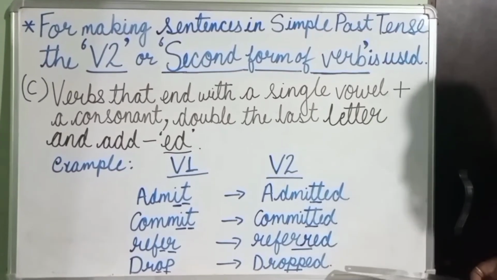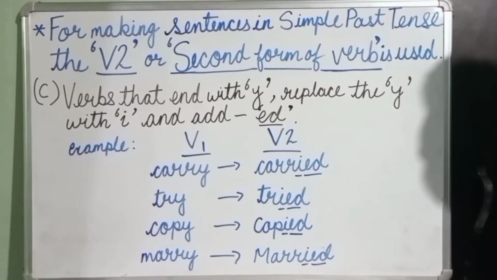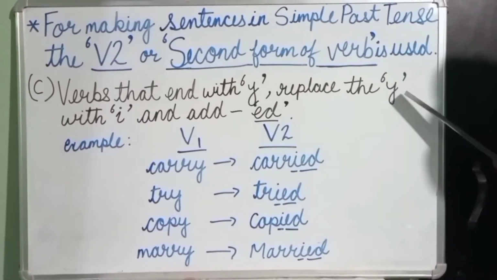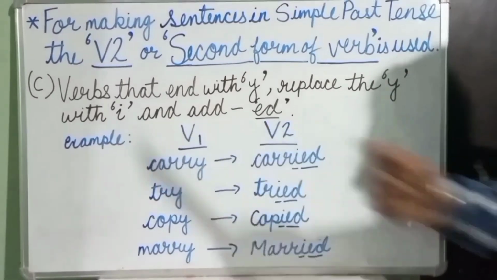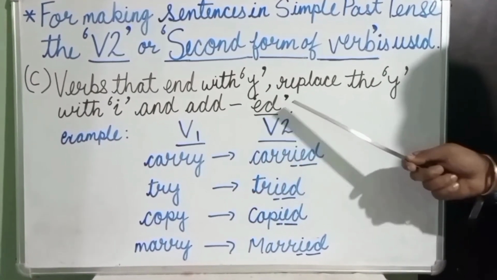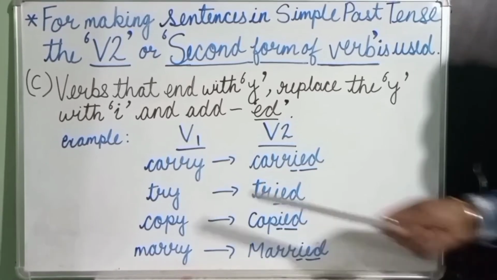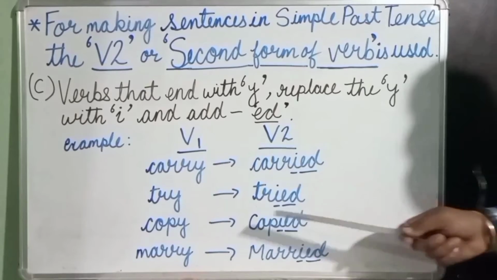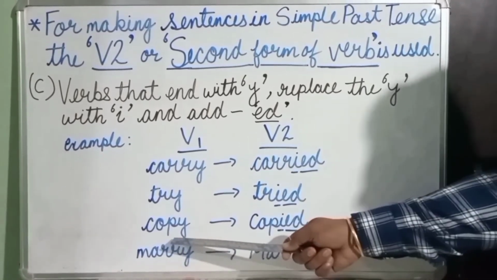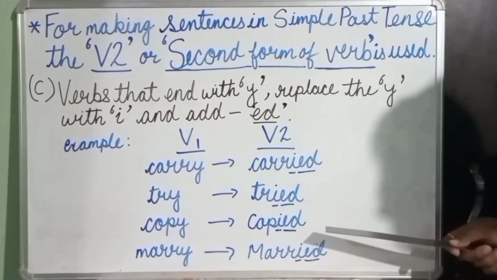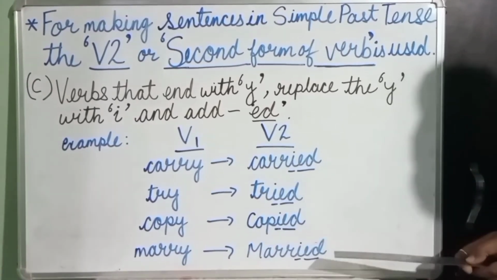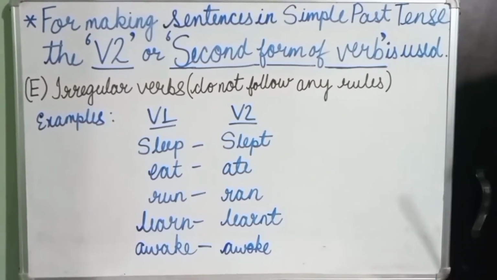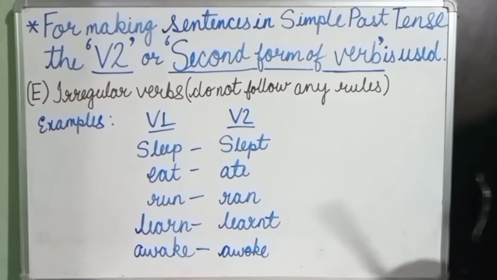Drop becomes dropped. Now for the verbs that end with y, here we have to replace y with i and add ed. For example, carry becomes carried. Try becomes tried. Copy becomes copied. Marry becomes married.